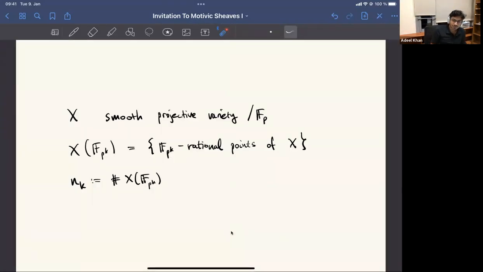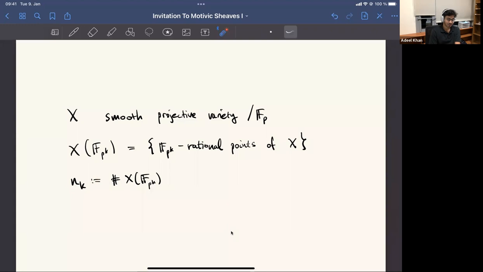So the beginning of the story is, like always in algebraic geometry, we're trying to understand solutions of systems of polynomial equations. Here it starts with something that Weil was looking at, which is that you're working over a finite field, where P is a prime, though for most of the story you could take a power of P. Let's say you have some smooth projective variety, and you're looking at the solutions with coefficients in F_{p^k}, and let's call N_k the number of those there are.